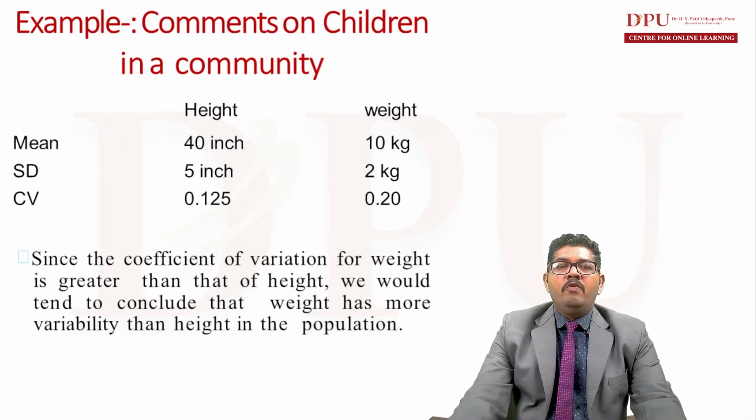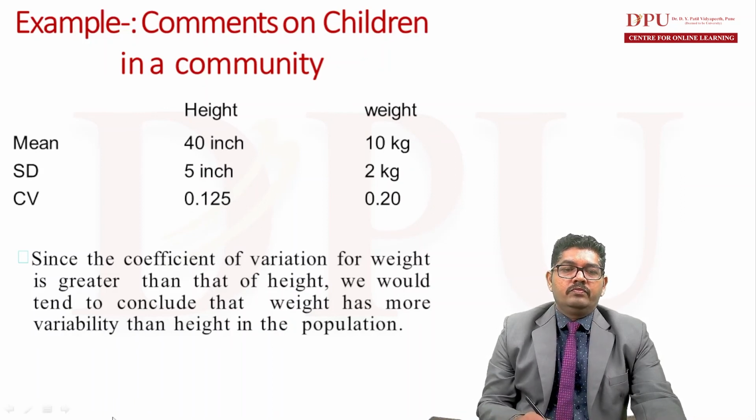So one more example, we have data on children in a community. So we have height and weight, these two parameters. The mean height is 40 inch, the mean weight is 10 kg, the standard deviation of height is 5 inch, and standard deviation of weight is 2 kg. Coefficient of variation is given here, 0.125. Even if it wasn't given, we would have calculated it. So 5 divided by 40 is 0.125, and 2 divided by 10 is 0.20. Now this is not calculated in percentage because these are fraction values only.